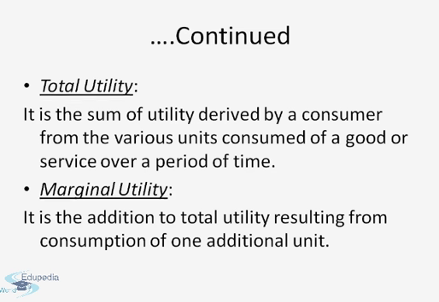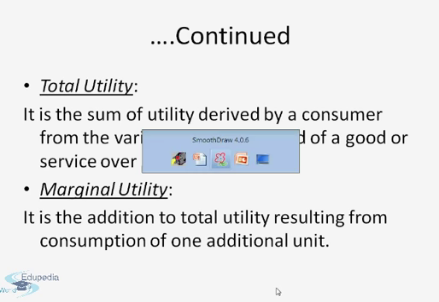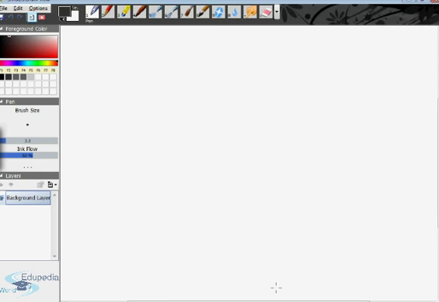Now we come to the concept of marginal utility. Marginal utility is another very important concept in economic analysis. It can be defined as the addition to total utility resulting from consumption of one additional unit. Thus, it is basically the change in total utility which results after the change in the quantity or units consumed of a commodity.